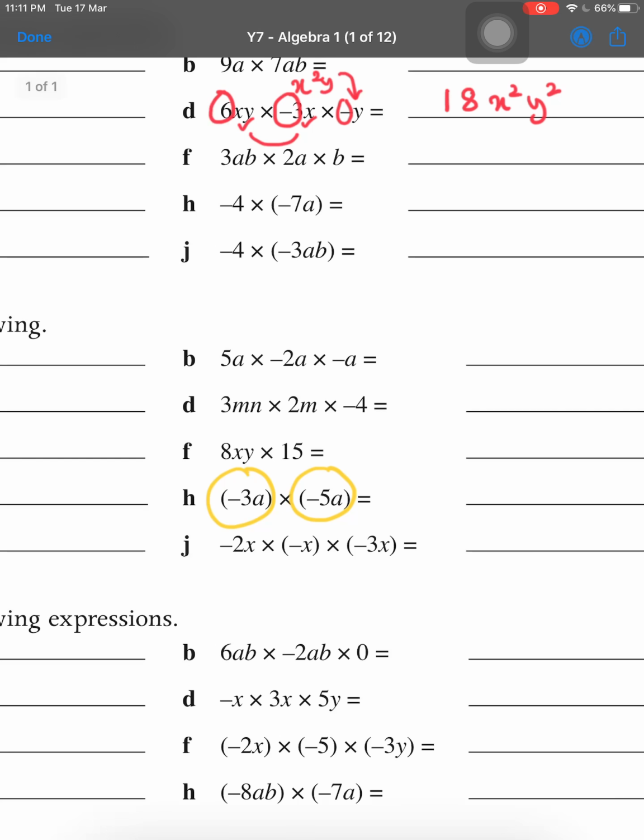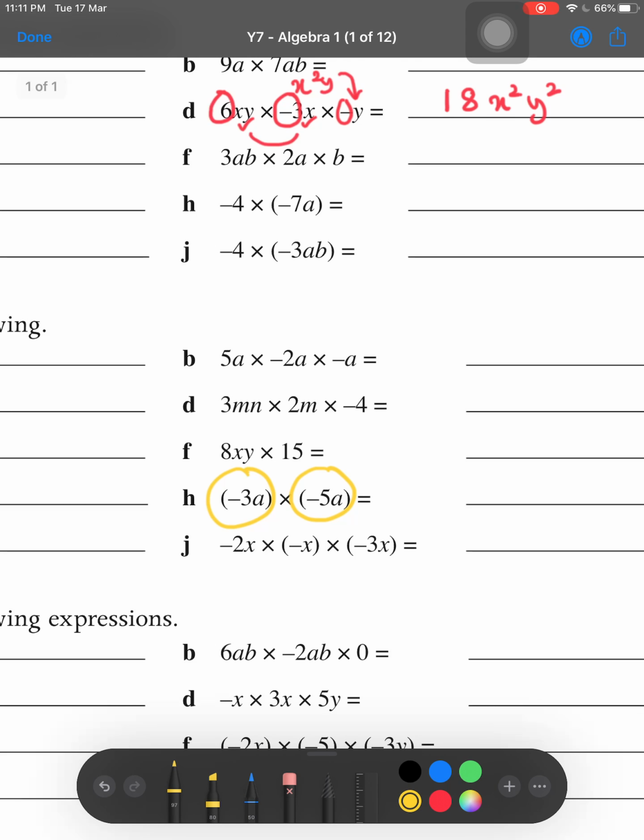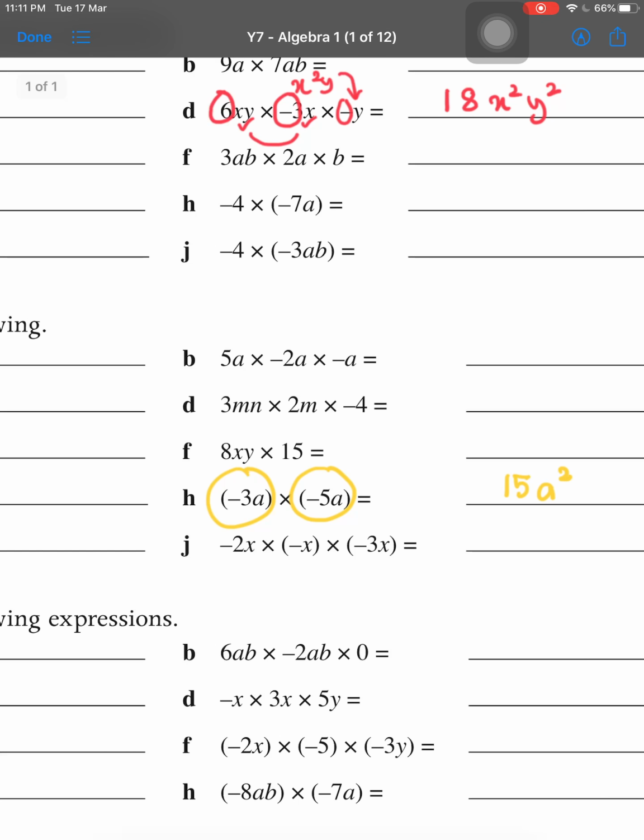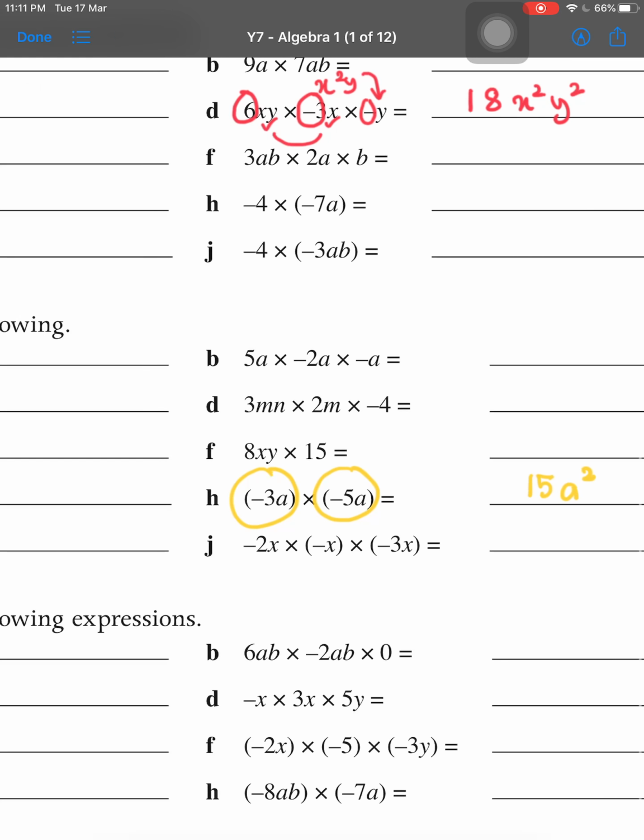Now, if you go back to integer rules, you know that negative times negative is a positive, so you don't have to worry much about it anymore. The answer: 3 times 5 is 15. Ooh, I know my times tables. A times A is A squared. Done. Okay, let's look at a different question.